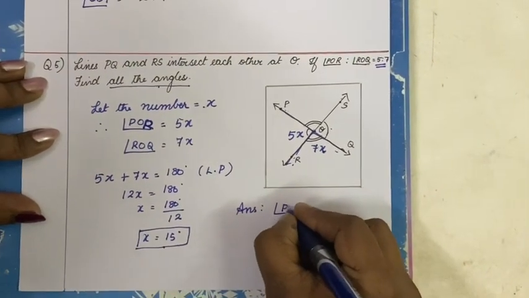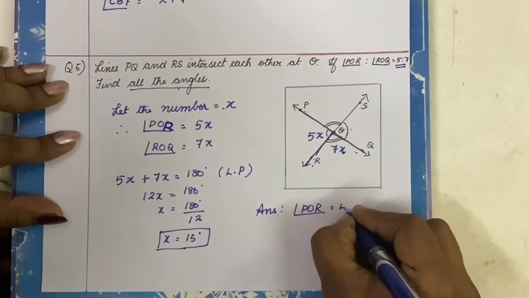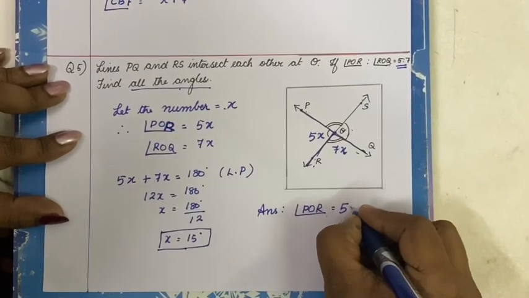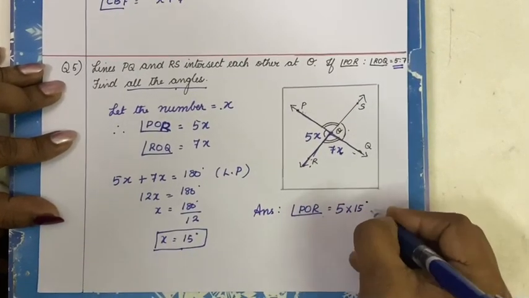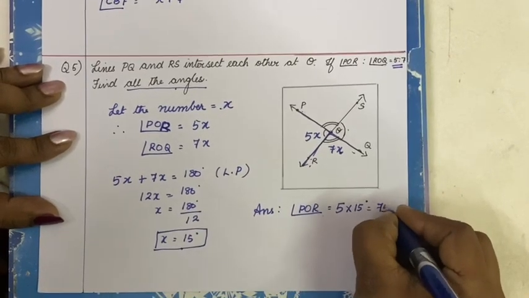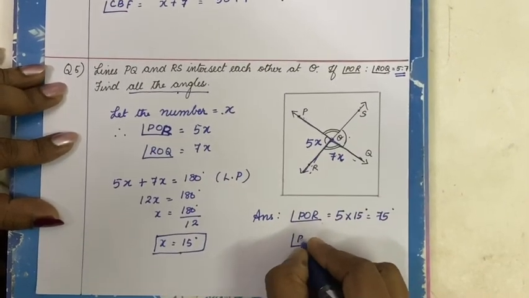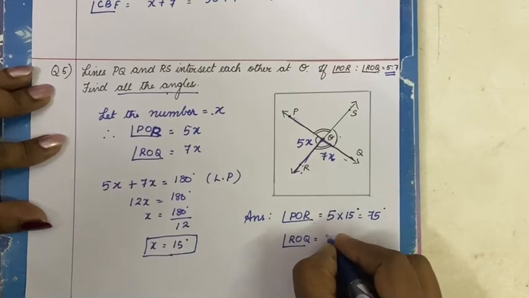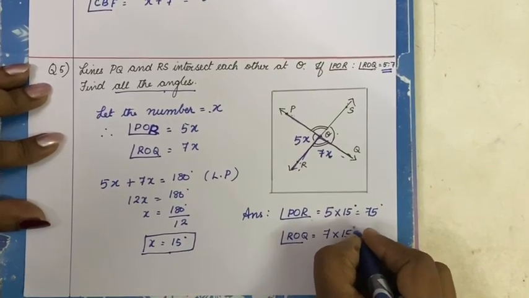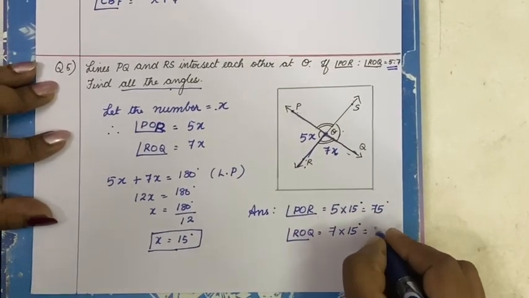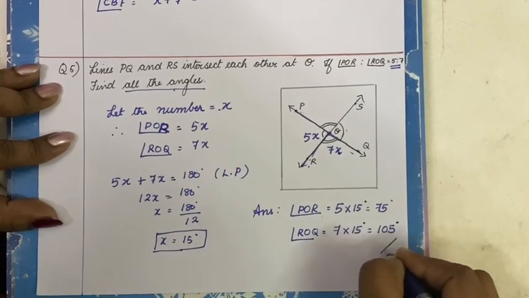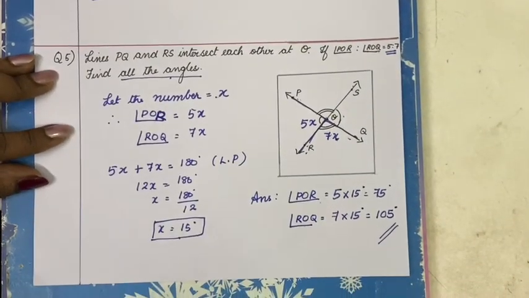So, answer. Angle POR is equal to 5x, which is 5 into 15 degrees, which is equal to 75 degrees. And angle ROQ is 7x, 7 into 15 degrees, which is equal to 105 degrees. So, these two are the required answers.